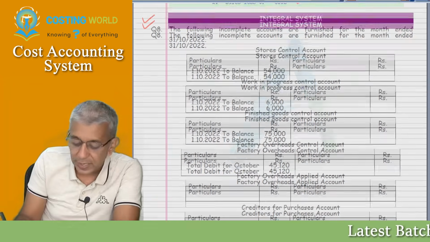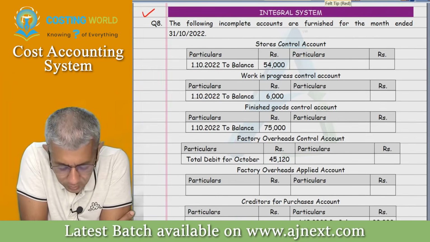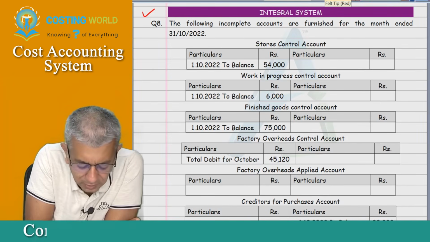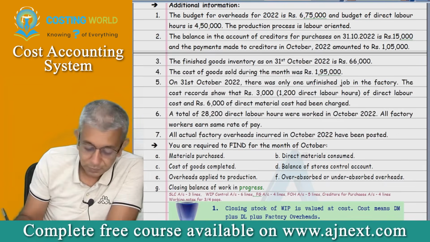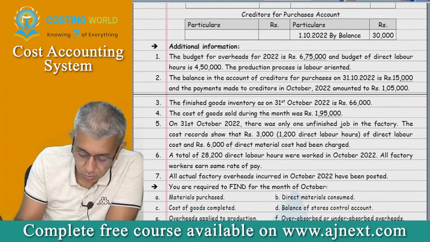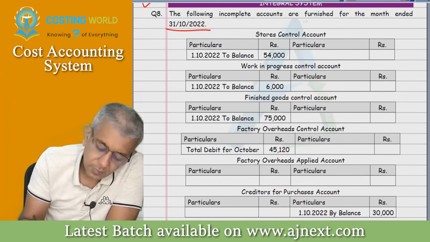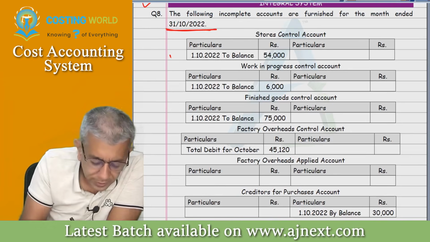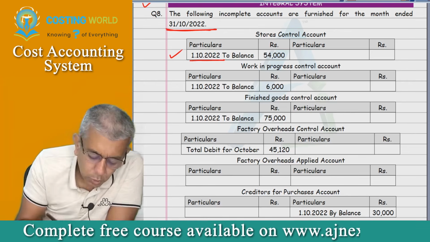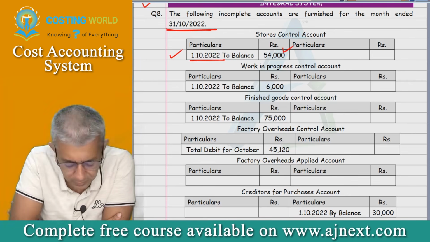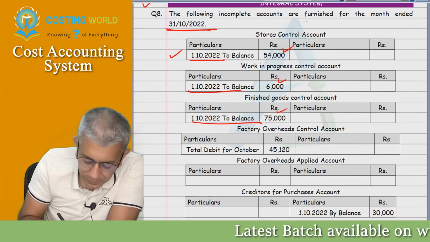Okay, question number 8, you all come over there. The following incomplete accounts are furnished for the month ended 31st October 2022. SLC account, 1/10/2022, opening balance 54,000. Then WIP opening balance, finished goods opening balance.